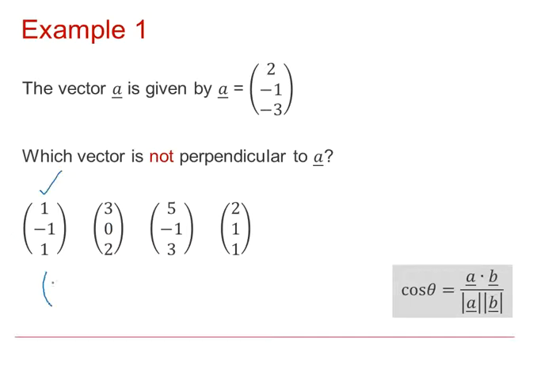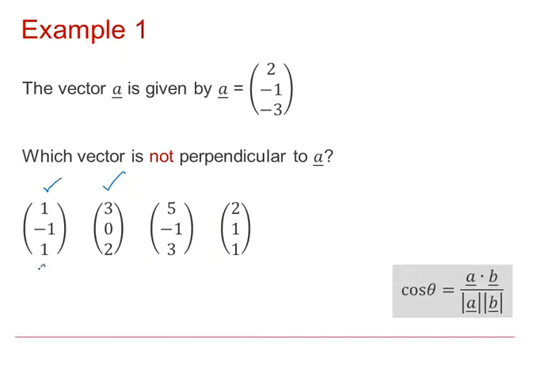If we move on to the second one, (3, 0, 2), dotted with (2, -1, -3), gives me 6, add nothing, take away 6, which is 0. And again, that vector must be perpendicular to A. So the first two are perpendicular to A.